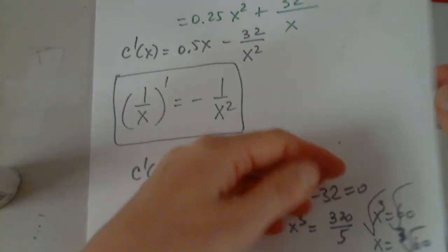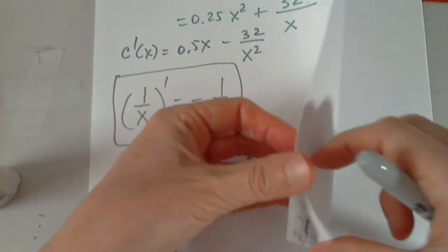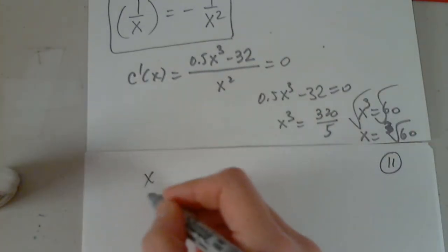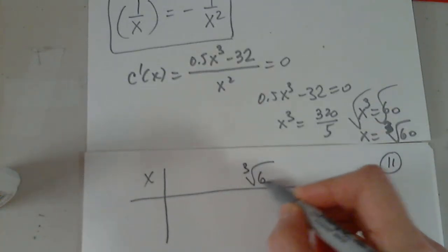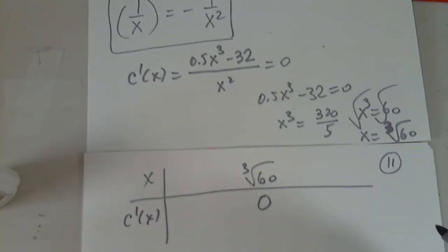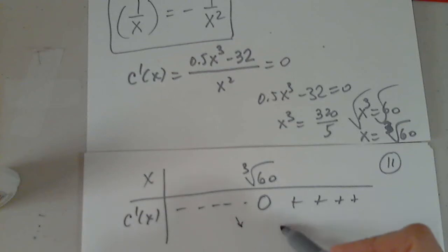So I need to show that this indeed gives a minimum. So x, the cube root of 60, and this is c prime of x, and this is 0. And when I plug in 0, I get negative. And when I plug in anything above, I get positive. So this is indeed a minimum.